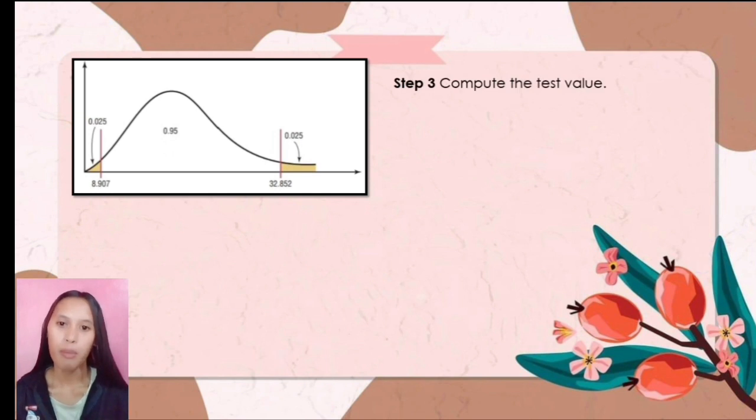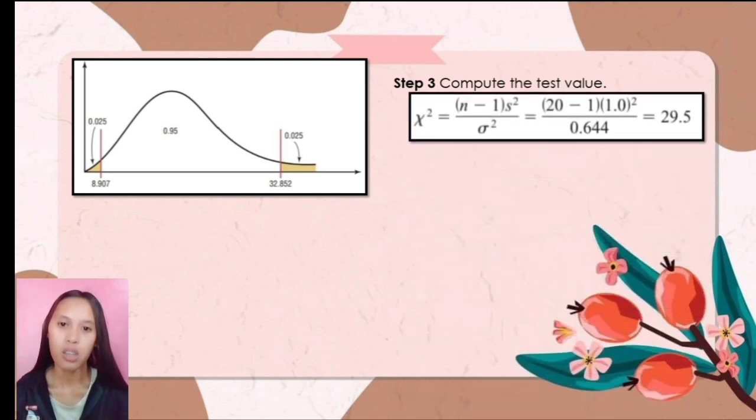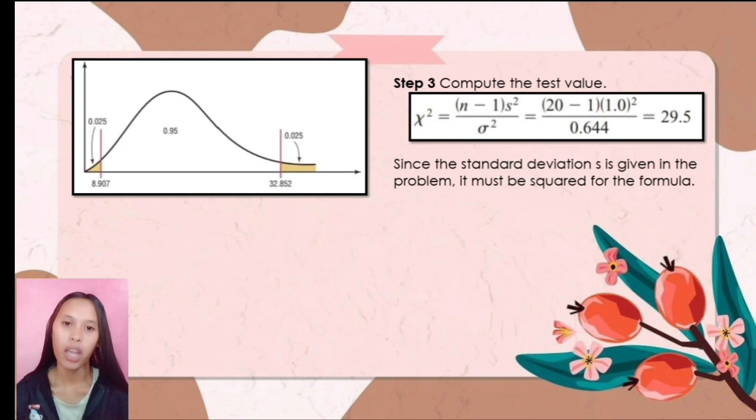So in our step 3, compute the test value. Let us substitute from our formula. Chi-square is equal to n minus 1 times s squared over the population variance, which is equal to 20 minus 1 times 1.0 squared over 0.644. If we calculate it in our calculator, we will have the result of 29.5. Since the standard deviation is given in the problem, it must be squared for the formula.